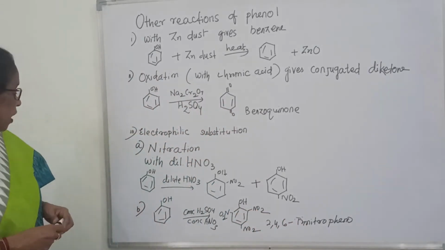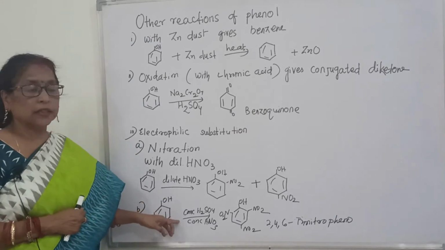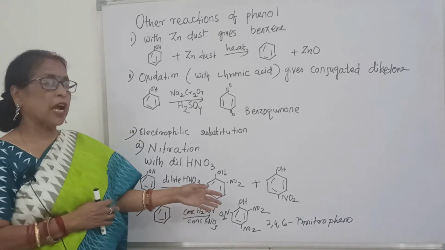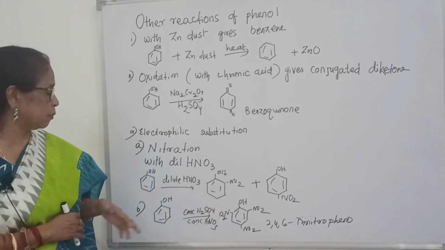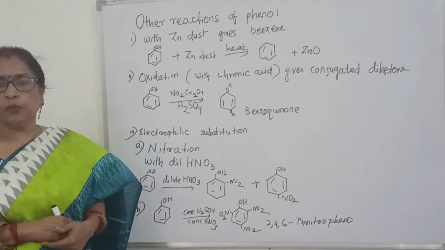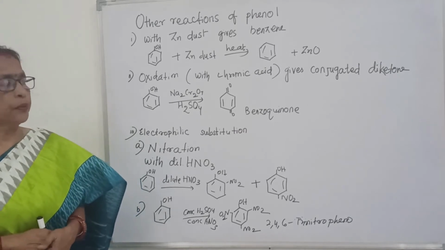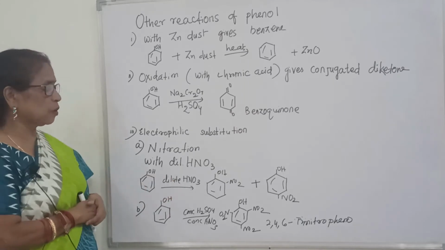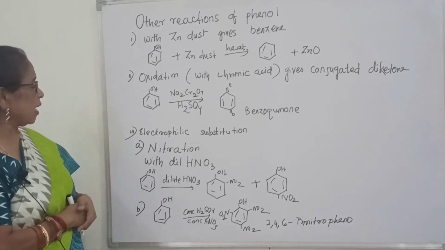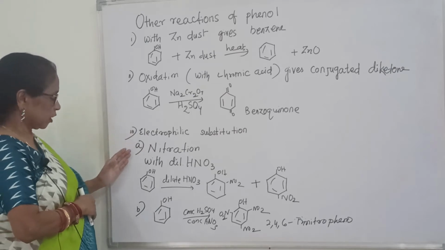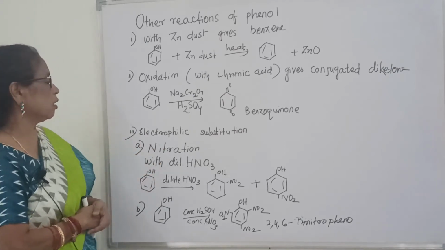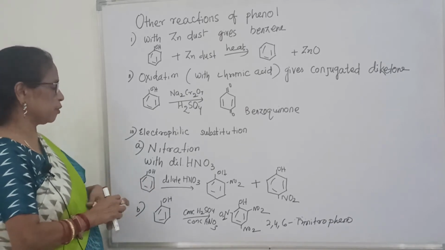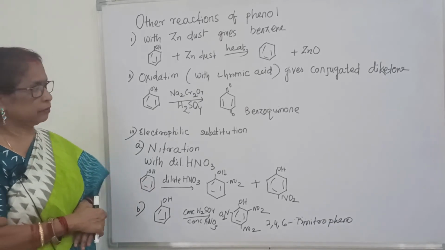So here, when phenol is reacted with concentrated sulfuric acid and concentrated nitric acid, what happened? Nitro groups are attached to the 2, 4, 6 positions. That is why it is known as 2, 4, 6-trinitrophenol. And here you can see dilute nitric acid gives the nitro group at ortho and para positions. These are the two reactions under electrophilic substitution, and after that we will see other electrophilic substitutions of phenol.